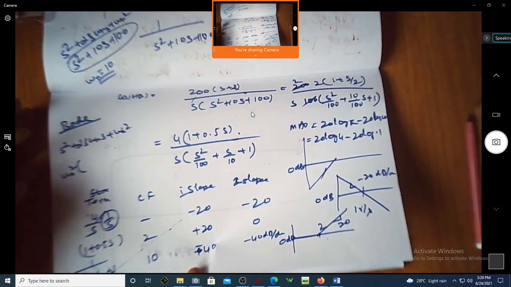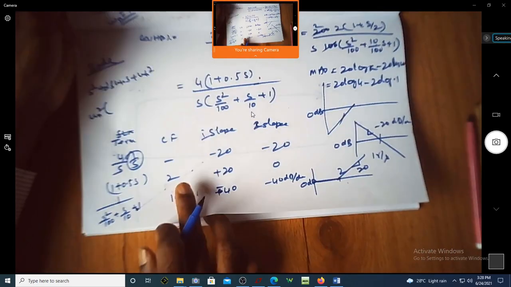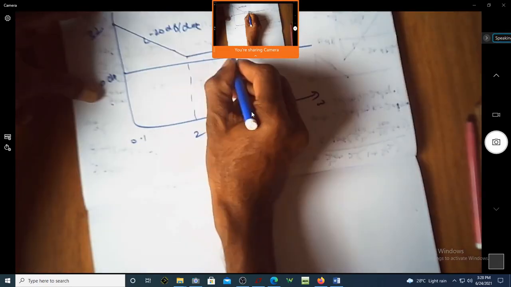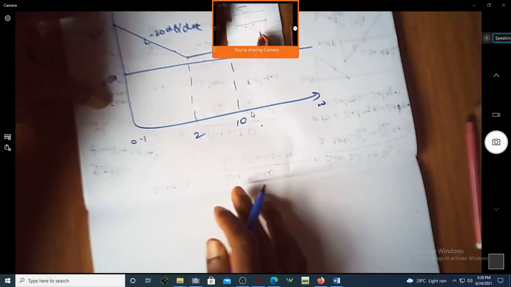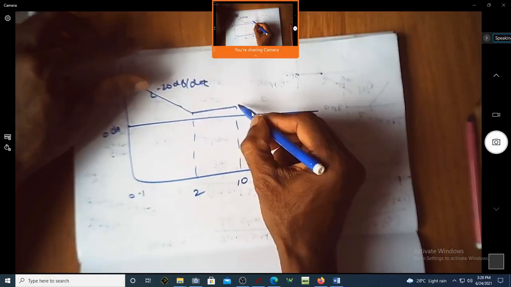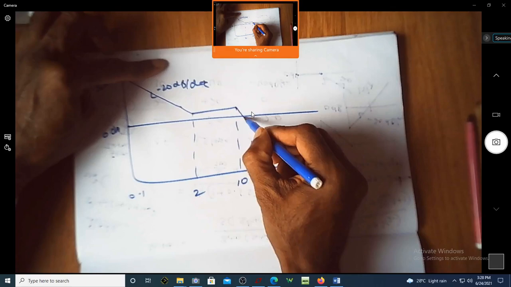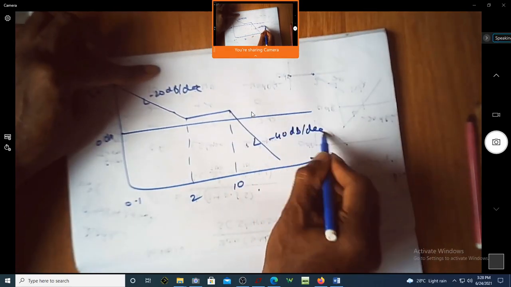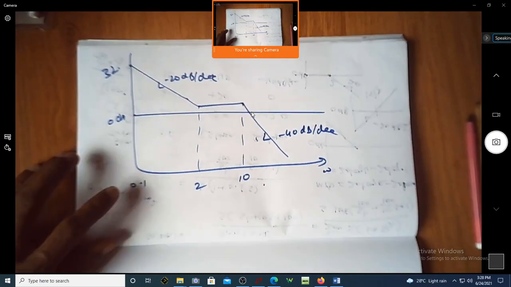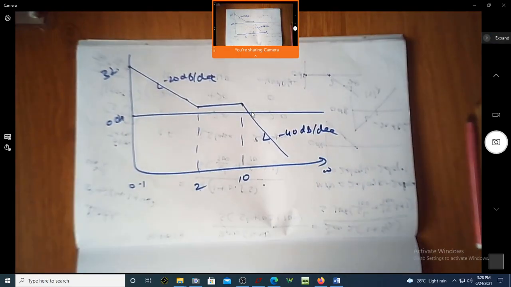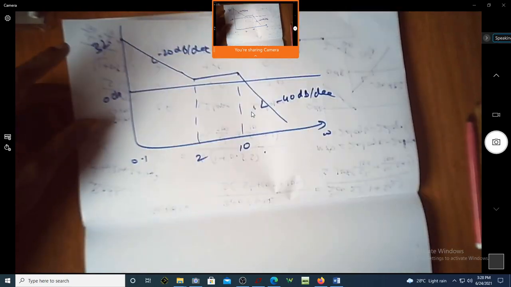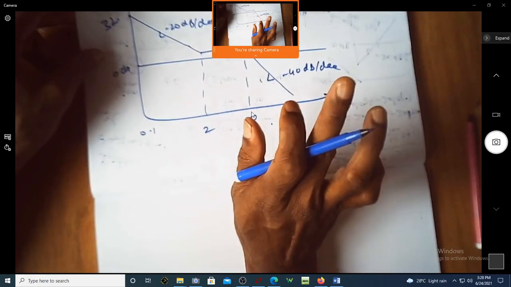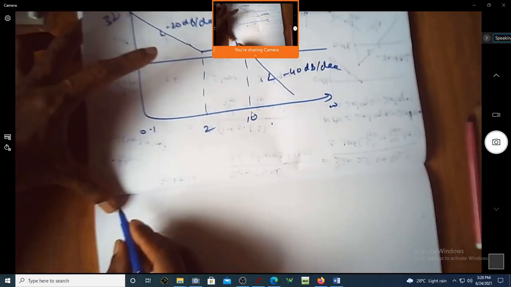Afterwards, then it has to go 0 till 10. So shall I write it as 0 till 10? Yes, sir. Then it will go at minus 40 dB per decade. Correct? Yes, sir. Is this fine? Yes, sir. Okay, this is the magnitude plot. Done? Yes, sir. Next, what is the phase equation?